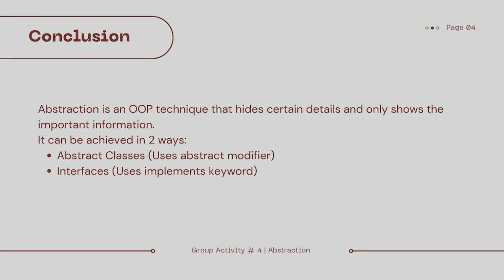The last part is the conclusion. Abstraction is an OOP technique that hides certain details and only shows the important information. It can be achieved in two ways. Abstract classes use the abstract modifier. Interfaces use the implements keyword. And that's all.